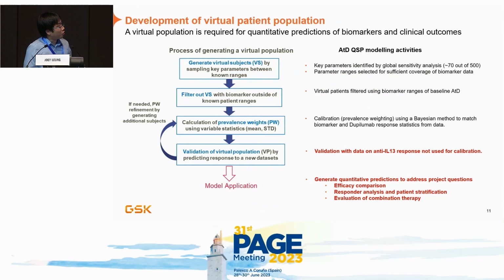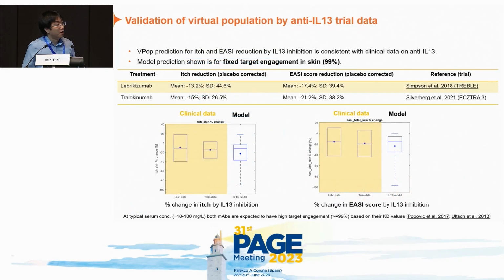All right. So we have a calibrated virtual population. So the next step is to validate the population. And for this, we have selected some clinical trial data of anti-IL-13 that was not used in the calibration. So these are two trials, and I've extracted the mean and calculated the standard deviation from these trials in terms of itch reduction and also EASI score reduction.